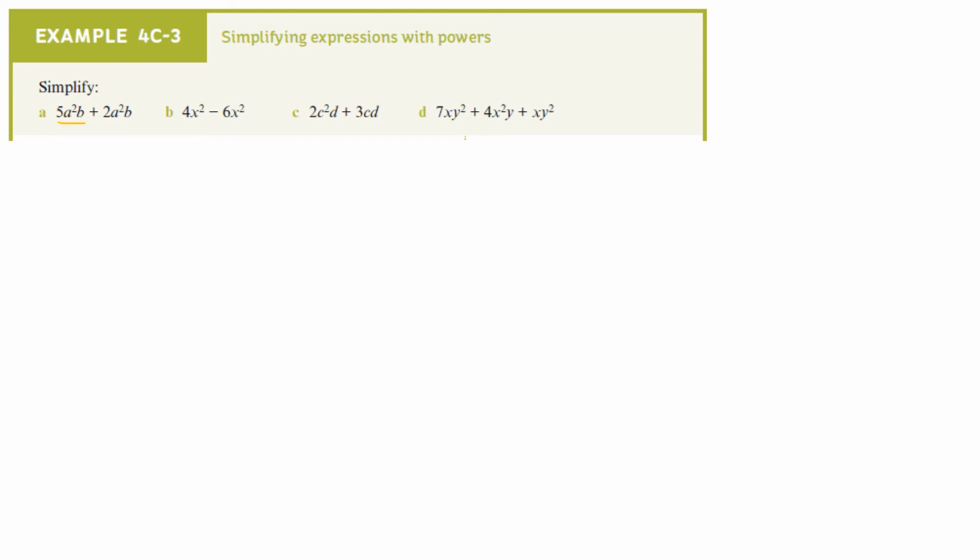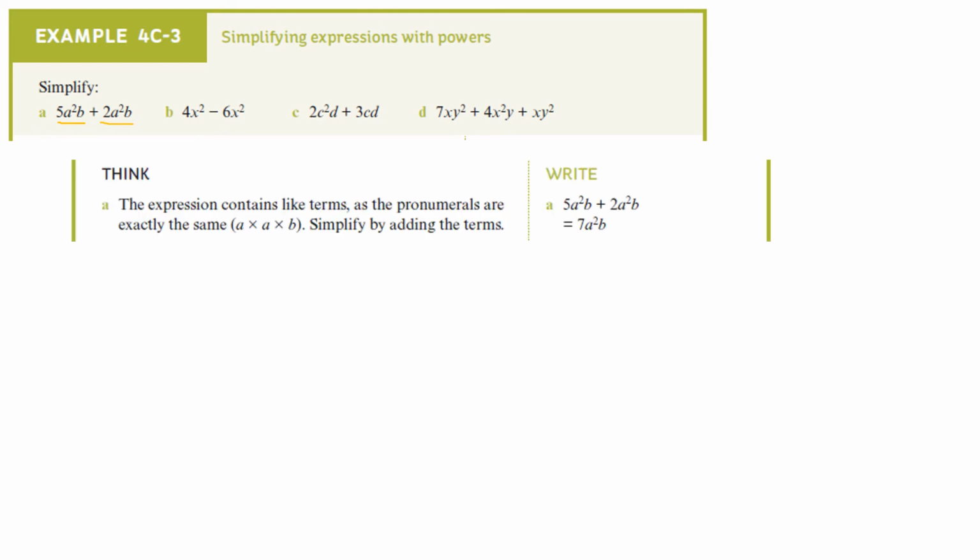So I can add them. I just add the 5 and the 2 is 7, and I just rewrite the letters exactly as they are in alphabetical order, making sure that I still put the squared on the letter A. Question B, 4x squared minus 6x squared. They share the exact same letter, so they are like. We just simply do our 4 minus 6, that's now a negative 2, and I leave the x squared as it is and I write it next to the negative 2.